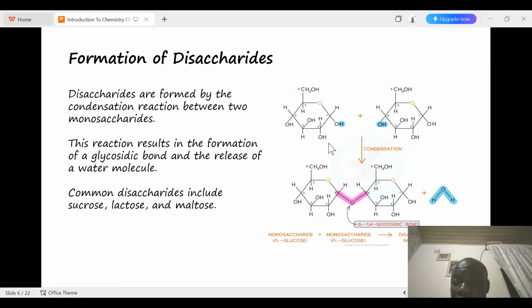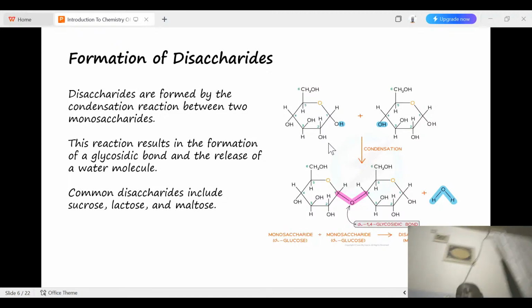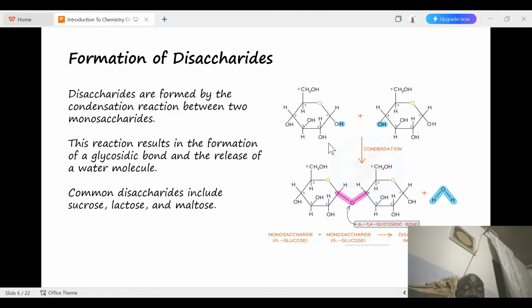Okay, someone asked, is it all fruits that contain fructose? Because some are sour. No, fructose is usually found in sweeter fruits.